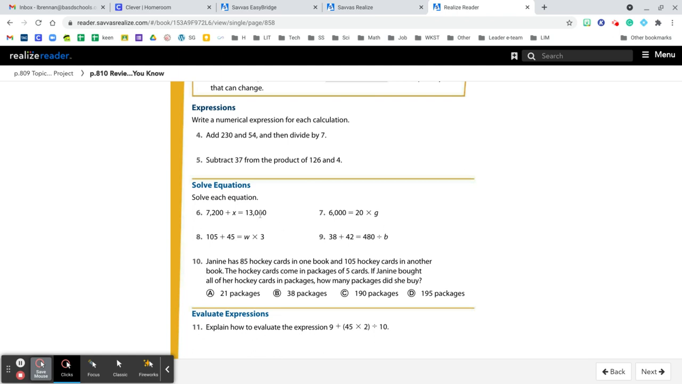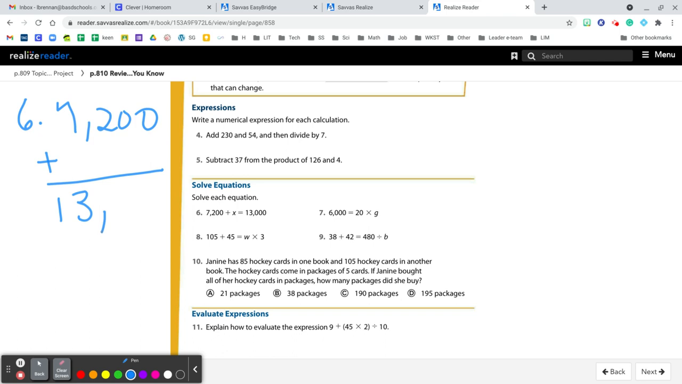Okay, now we're going to solve each equation. Number 6, we're trying to figure out what number we would put in there to solve the problem. So for number 6, we have 7,200 plus what would equal 13,000. And the way we can figure that out is take 13,000 and do the opposite of addition, which is subtraction.